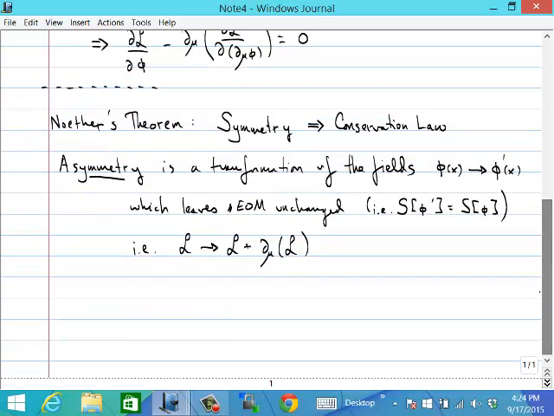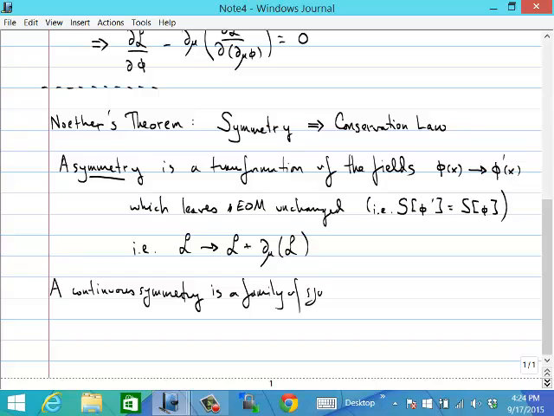So the symmetries that I'm going to be interested in are not just any old symmetries, but what are referred to as continuous symmetries. So a continuous symmetry is a family of symmetries that depend on a continuous parameter that I'll call alpha. Maybe I'll call it epsilon.